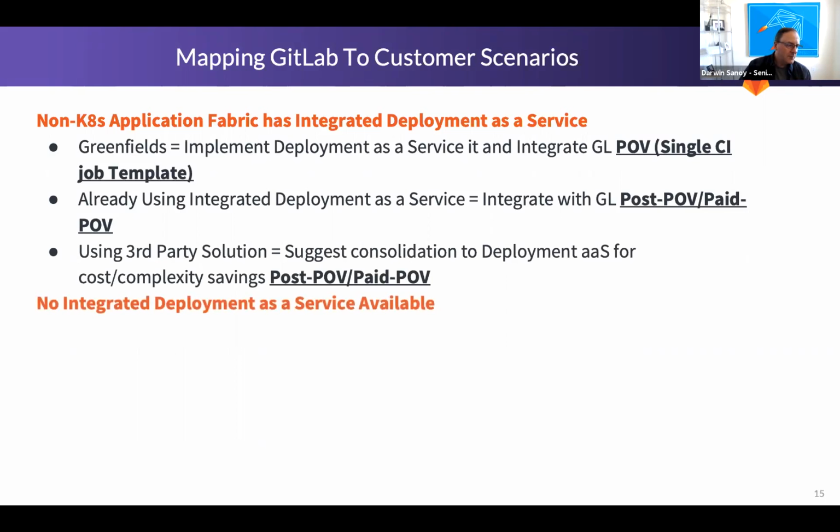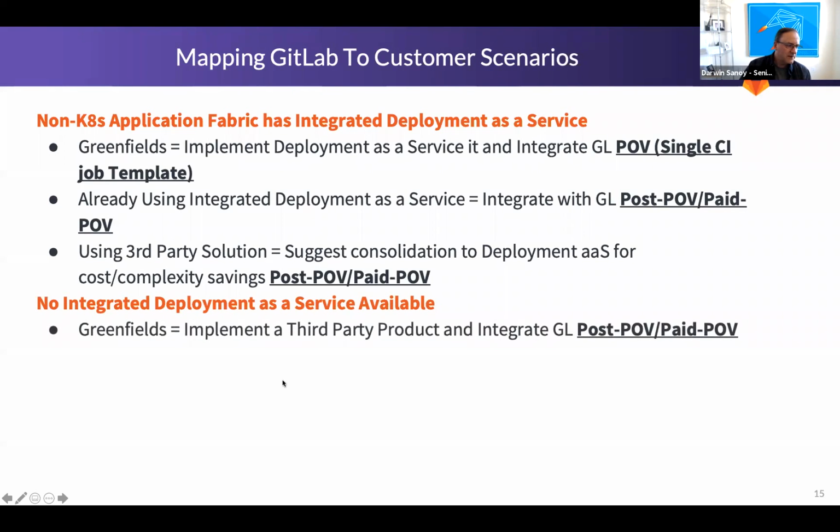No integrated deployment as a service available. Greenfields: implement a third-party product and integrate with GitLab. So let's say they've got a whole bunch of Windows machines on VMware and they're managing it by hand. I would tell them, you might want to think about using Octopus Deploy and integrating that with GitLab, because that's going to give them the environments that we have in Kubernetes. That's going to give them a lot of the complex configuration data management.